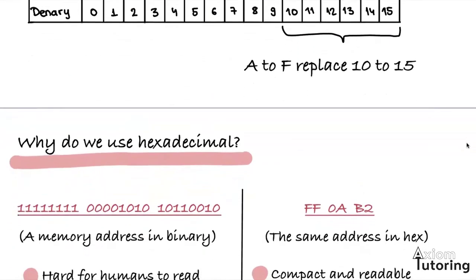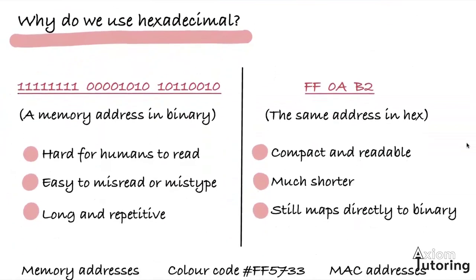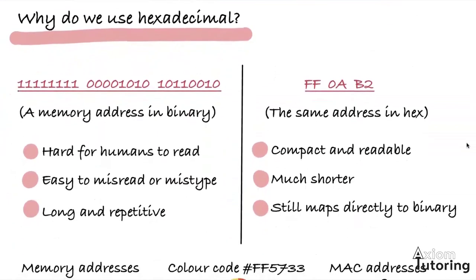So, why do we actually use hexadecimal in computing? Well, let's start with an example. In here, you have a representation of a memory address in binary. What we see here is that it's long, it's repetitive, and it's very easy to misread.